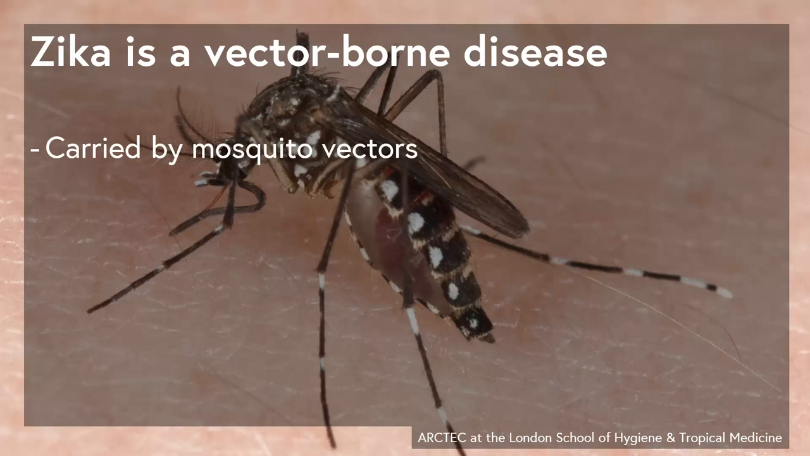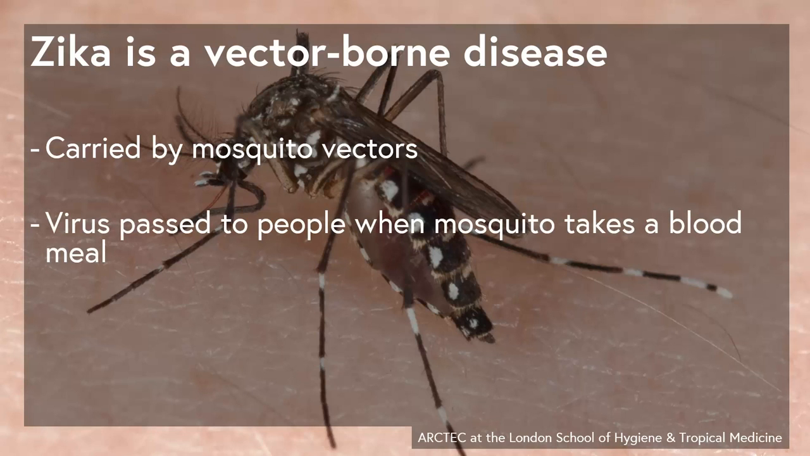Zika is a vector-borne disease. Similar to other arboviruses such as dengue and chikungunya, Zika is transmitted to humans via mosquito. When a female mosquito takes a blood meal from a person infected with the Zika virus, the virus can survive and multiply within the mosquito. It is then passed on to another person through the mosquito's saliva when she takes her next blood meal.